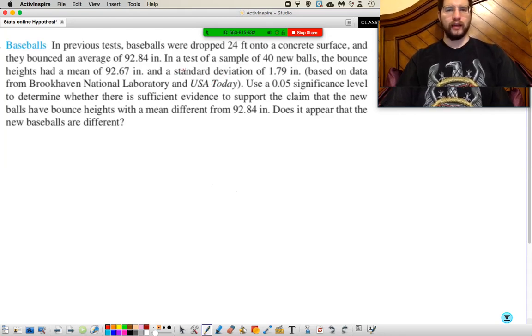And they bounced an average of that. In a test sample of 40 new balls, the bounce heights had a mean of that, a standard deviation of that. So again, we have to determine, is this a Z or a T? In a sample, the bounce height had a mean of this and a standard deviation of that. That's in a sample. That makes this a T.